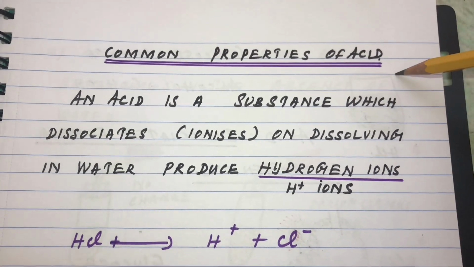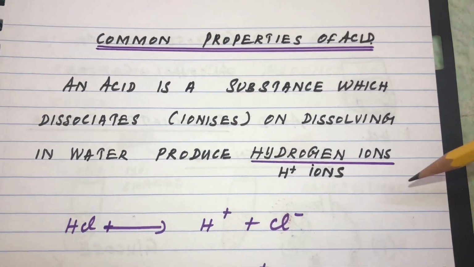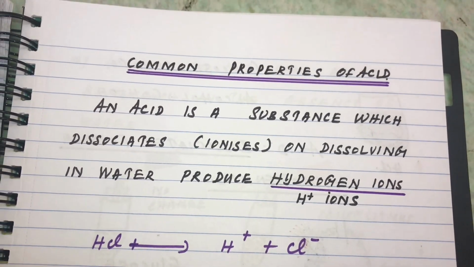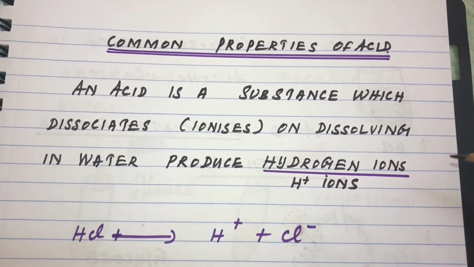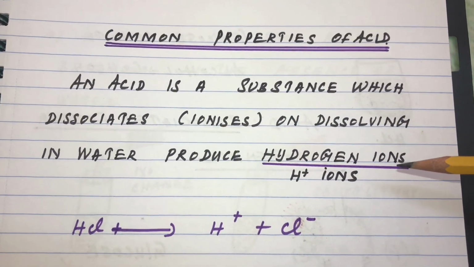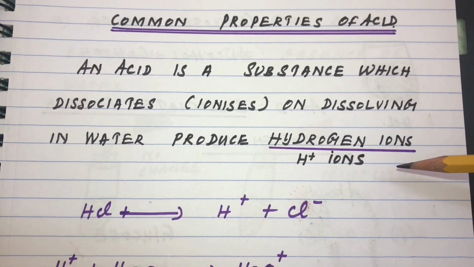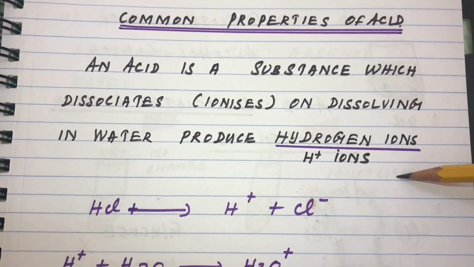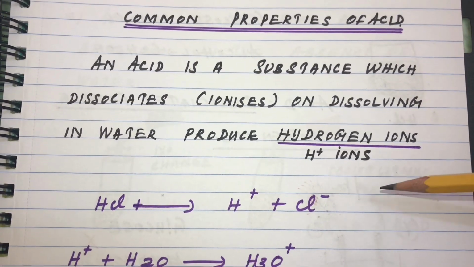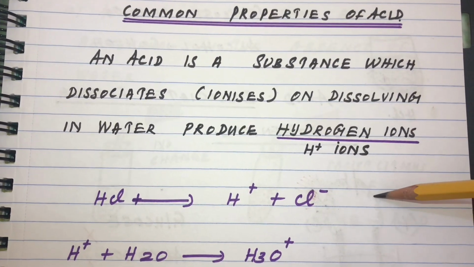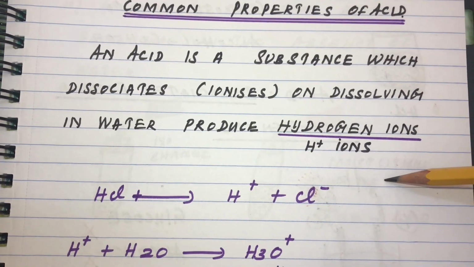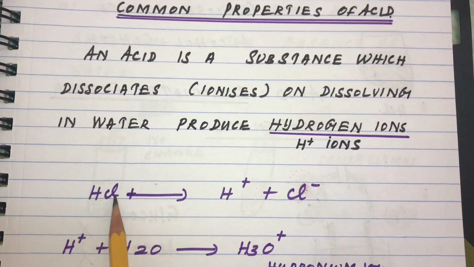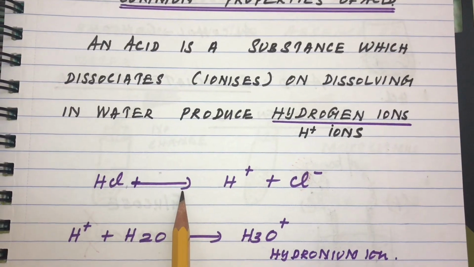Common properties of acid. In this video we are going to see the general properties of acids. An acid is a substance which dissociates or ionizes on dissolving in water and produces H plus ions, or hydrogen ions. Various scientists define what an acid is on the basis of giving H plus ions in solution, or protonating in solution.